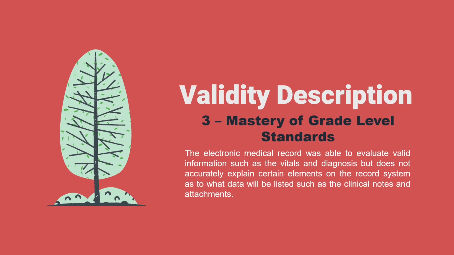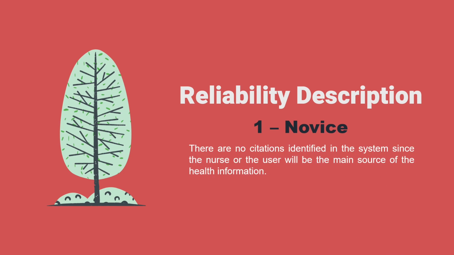With regards to validity description, a rating of 3 was given because although it was able to evaluate valid information such as the vitals and diagnosis, it does not accurately explain certain elements on the record system as to what data will be listed, such as the clinical notes and attachments. Lastly, for the reliability description, 1 was provided, the lowest rating for the rubric, because no citations are identified in the system, since the nurse or the user will be the main source of the health information.